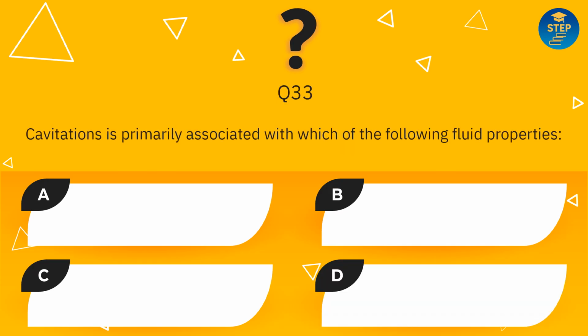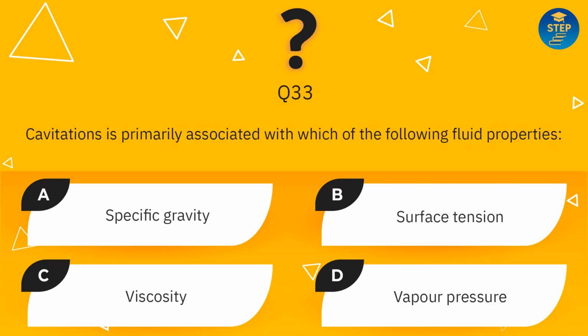Cavitation is primarily associated with which of the following fluid properties? Specific gravity, surface tension, viscosity, vapor pressure. Answer is vapor pressure.